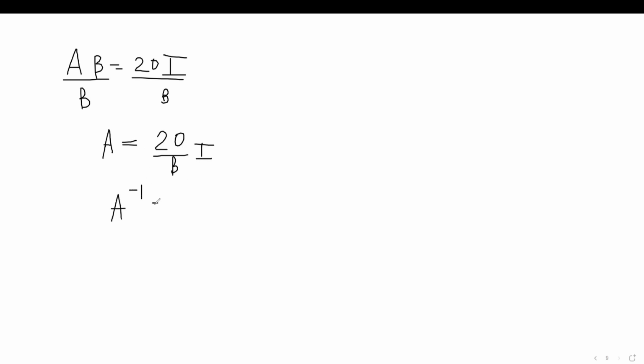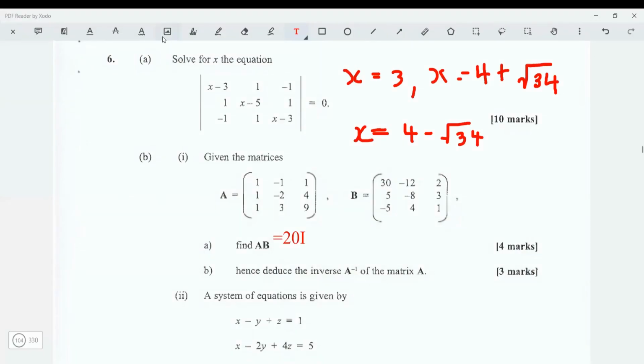1 over this would become B over 20, or we can write it as 1 over 20 times, when we flip it, it will just become B in the numerator, because it's now B over 20 times I. When you flip the identity matrix, that's still just I. We can remove the I part now. So this is A inverse, 1 over 20 times B. Of course, many teachers will tell you to pre-multiply both sides by A inverse. I don't like to talk about pre-multiply, but A inverse is just 1 over 20 times B.